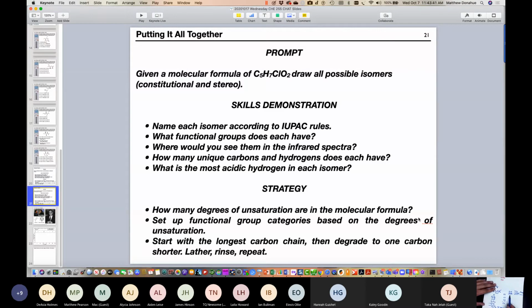But what you can do in terms of practice of everything you've learned so far, putting it all together, building it up, use this as guidance to propose structures under each of these categories. Then just go ahead and name them. Figure out what the main functional groups are, recall your IR data, your NMR data, and your pKa data. So that's a good way of synthesizing all of this stuff from a very simple prompt.